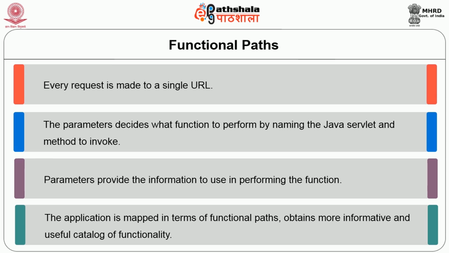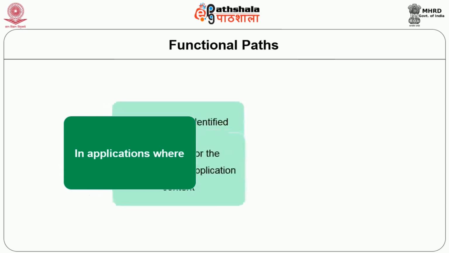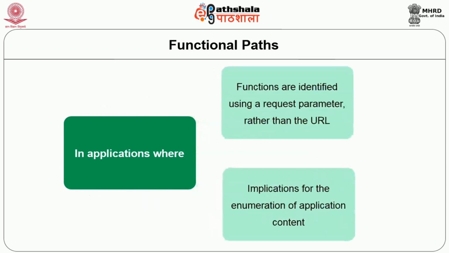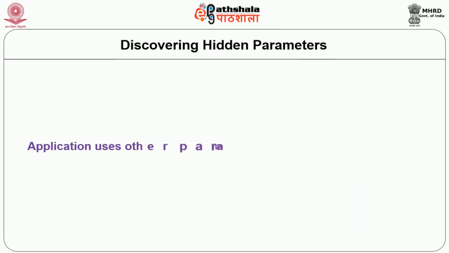But if an application is mapped with a functional path, one can obtain much more information and a catalog of the functions the application is performing. In applications where functions are identified using a request parameter rather than the URL, this has implications for the enumeration of application content. Next is discovering the hidden parameters.